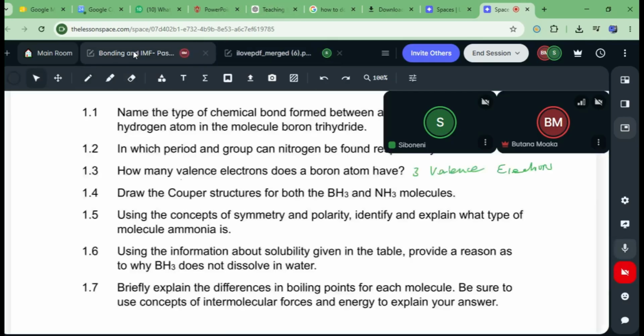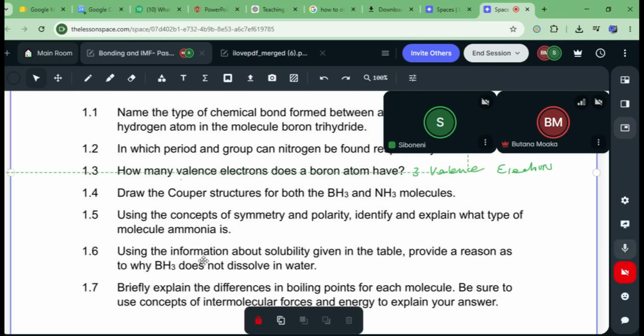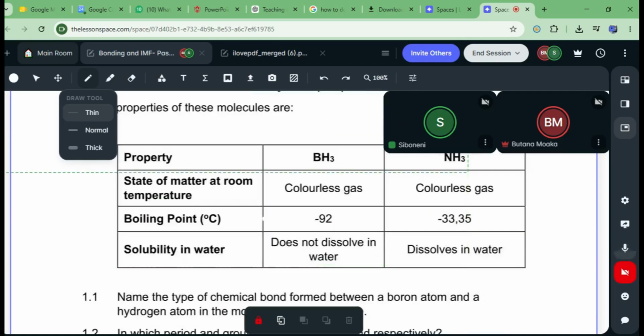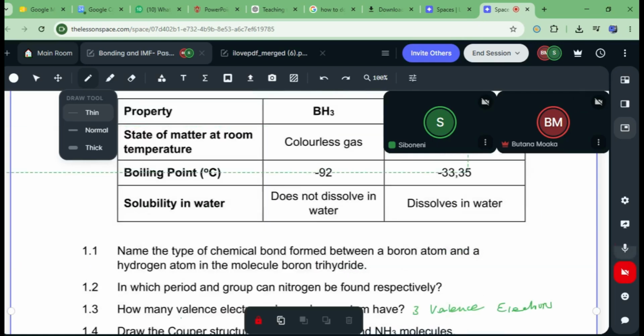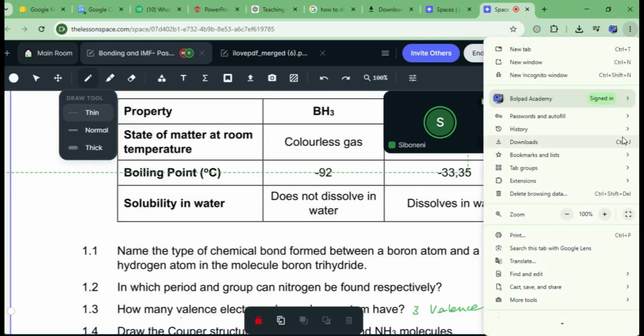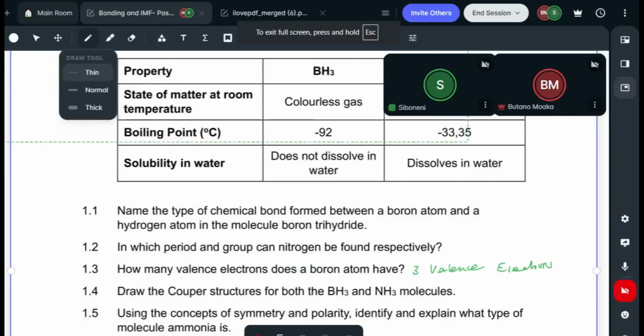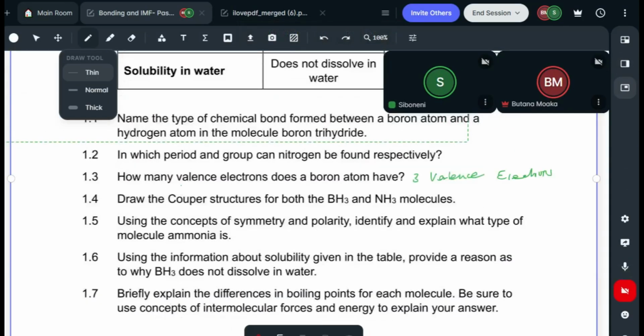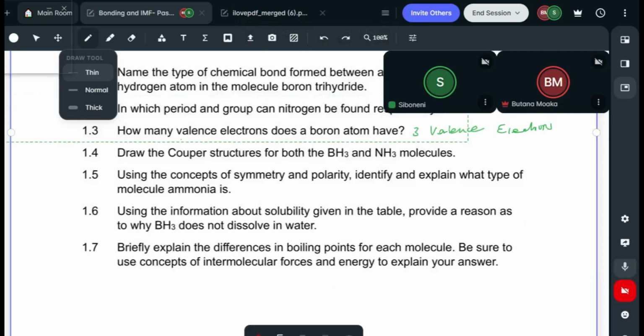Okay, so the question is asking us to use the information that we have on the table, and we need to provide a reason as to why BH3 does not dissolve in water. And this is the table. We need to give a reason why it does not dissolve in water. And I'll definitely try to take this step by step, okay? You understand? Yes.